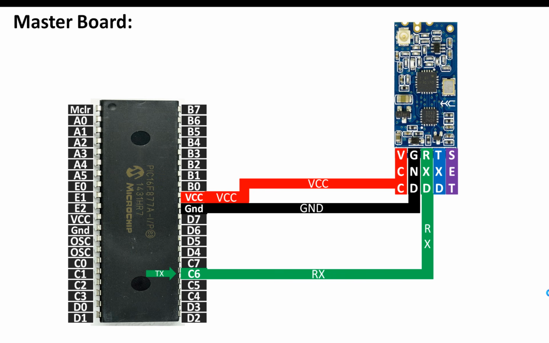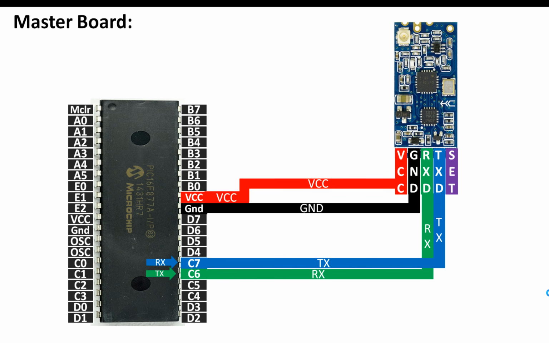The RX pin of the HC-12 module will go to the TX pin of your PIC16F877A microcontroller. That is pin number 25. And then the TX pin of the HC-12 module will go to the RX pin of your PIC16F877A microcontroller like this. And the RX pin is pin number 26 of the PIC. So TX will go to RX and RX will go to TX. And then for the SET pin, you can use any available digital input output pin.